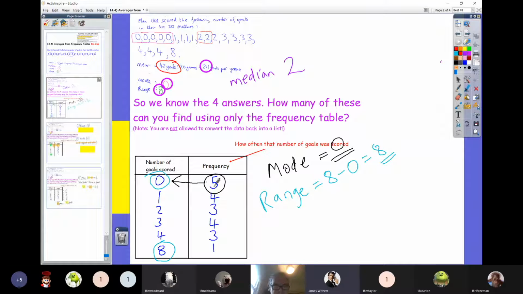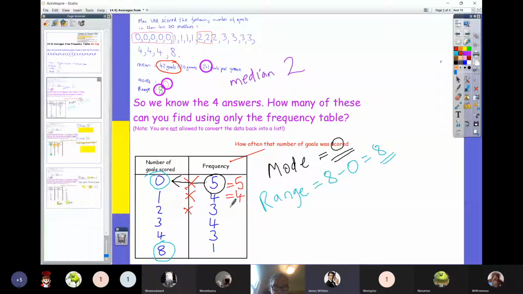Well, 5 times they scored no goals. So 5 lots of 0 is 0. So you cross multiply, you do 5 times 0, and you get 0. On 4 occasions, they scored 1 goal. So that's 4 goals. 4 times 1 is 4. So that's 4 more goals. On 3 occasions, they scored 2 goals. So that's 6 goals. 3 twos is 6.